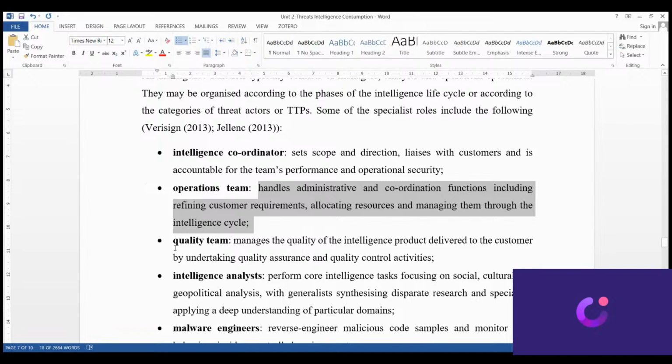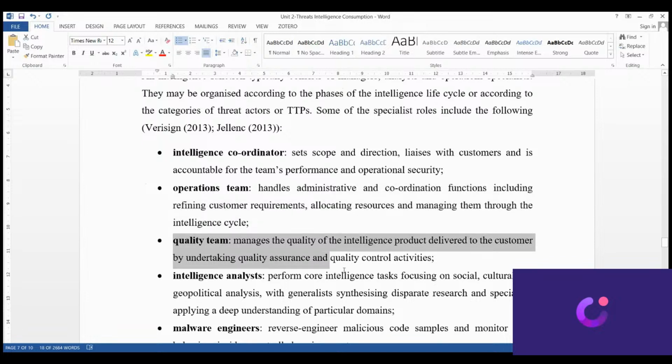Okay, then you have the quality team. These are responsible for managing the quality of intelligence product delivered to the customer by undertaking quality assurance as well as quality control. So they must be able to ensure that the product being delivered meets the standard that is required. If not, then the product should not be delivered to the client.